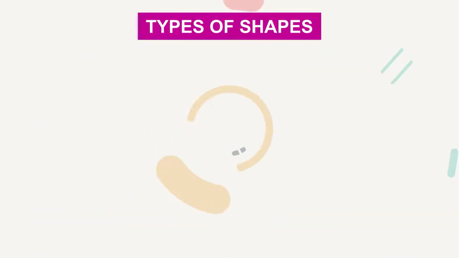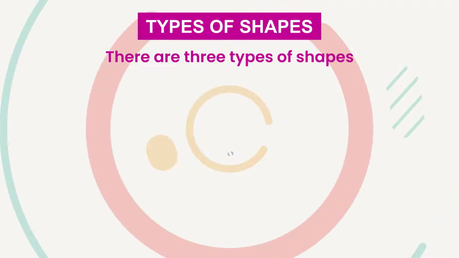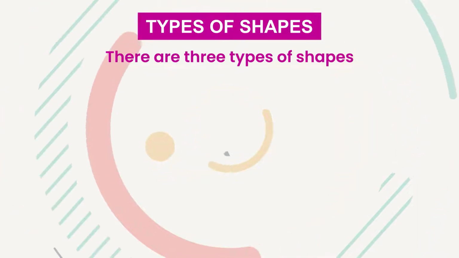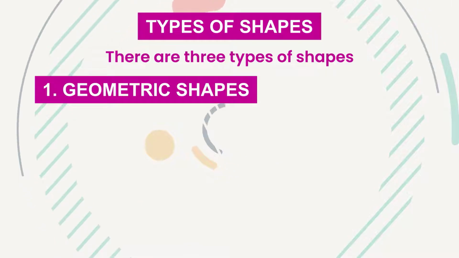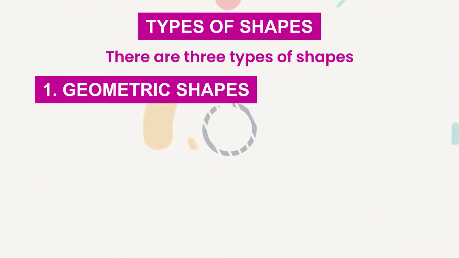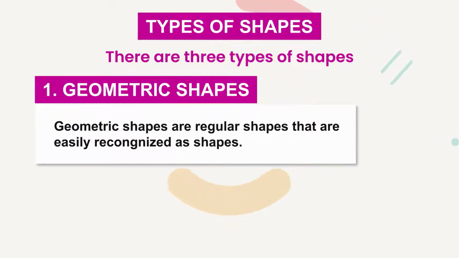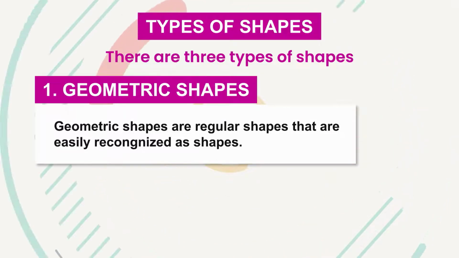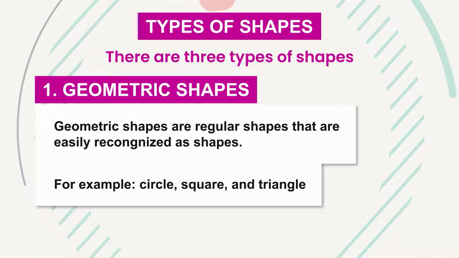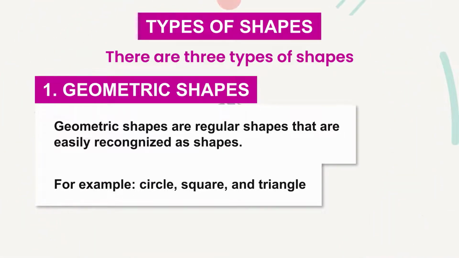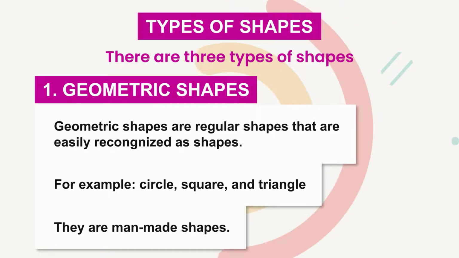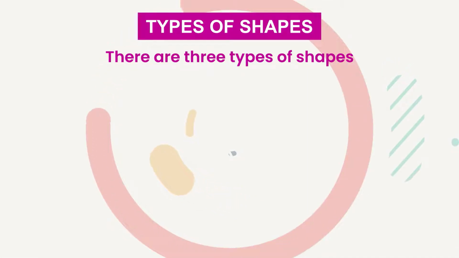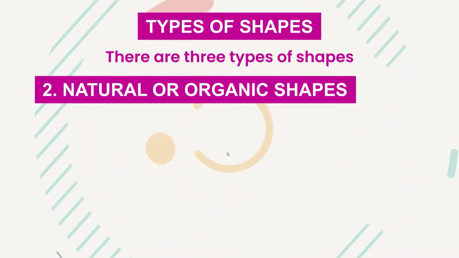Types of shapes. There are three types of shapes. Number one, geometric shapes. Geometric shapes are regular shapes that are easily recognized as shapes. Examples are circles, squares, and triangles. They are man-made shapes.